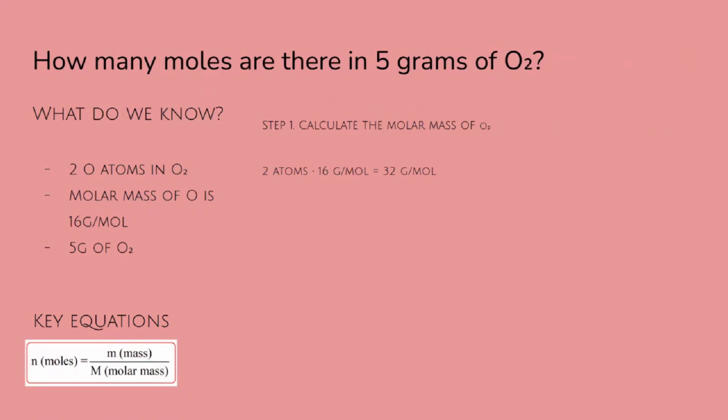And our next step is going to be to plug in our variables. So, we're going to do 5 grams of O2 over 32 grams per mole. And with the units canceling out, we should be able to get to 0.156 moles of O2. And it's pretty simple, and it should be a very similar process most of the time.